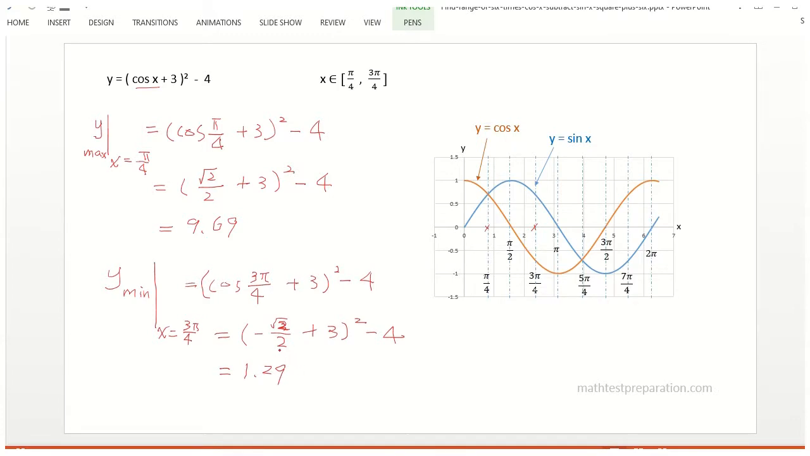Now, we get the range of the function y equals 6 times cosine x subtract sine x squared plus 6. The minimum value is 1.29. The maximum value is 9.69.